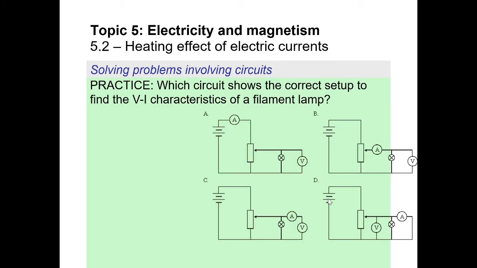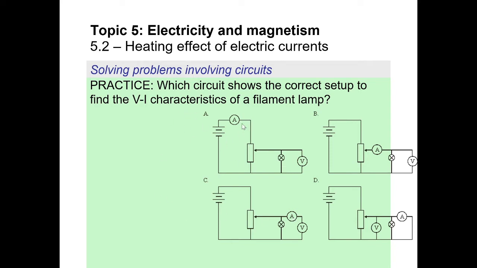All right, which circuit shows the correct setup to find the voltage-current characteristics of a filament lamp? Okay, so what this is testing you on is, do you know how the voltmeter and the ammeter should be correctly connected in order to find the required quantities of the lamp. Okay, so the lamp is that X.